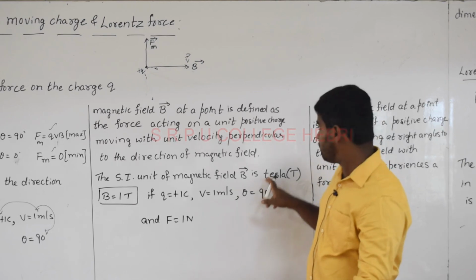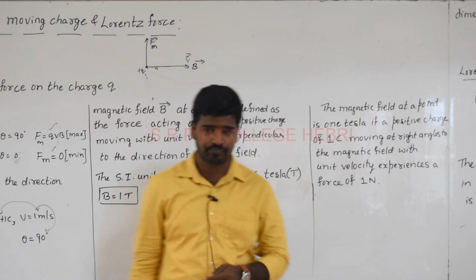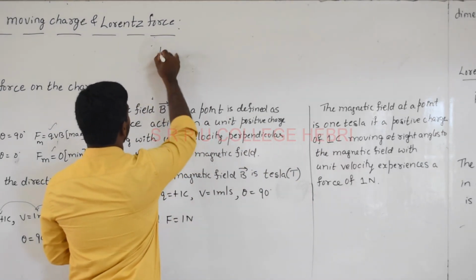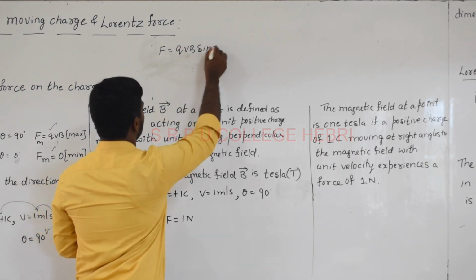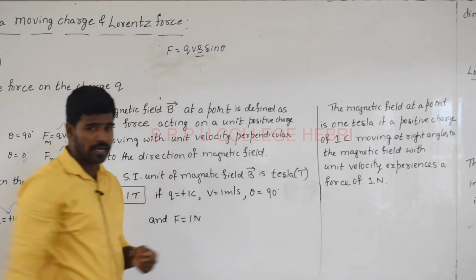As the continuation, the SI unit of magnetic field B vector is Tesla, that we studied in the last class. When magnetic field B is equal to 1 Tesla, according to this equation, see here, I take the equation. What is the equation we have taken? F is equal to QVB sin theta is the equation, right? In that, the term B refers to the magnetic field.